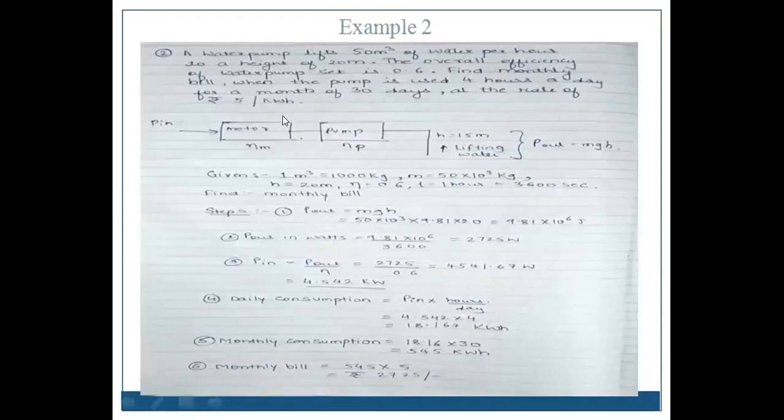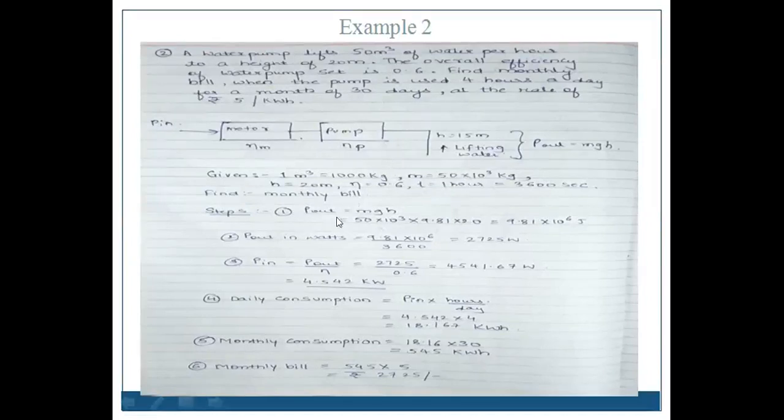Very simple question. They have given us the volume of water as 50 meter cube. You know 1 meter cube is 1000 kg, so total mass will be 50 into 10 raised to 3 kgs. Height they have given, 20 meters. Now your total efficiency they have given as 0.6. Time they have given 1 hour, so that comes out to be 3600 seconds. We have to calculate the monthly bill.